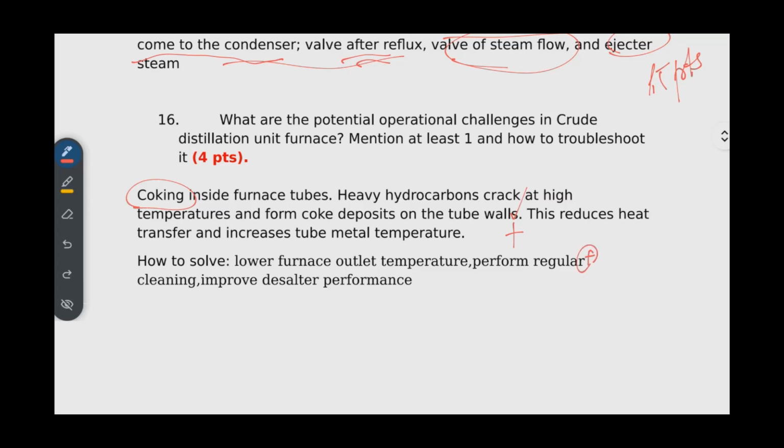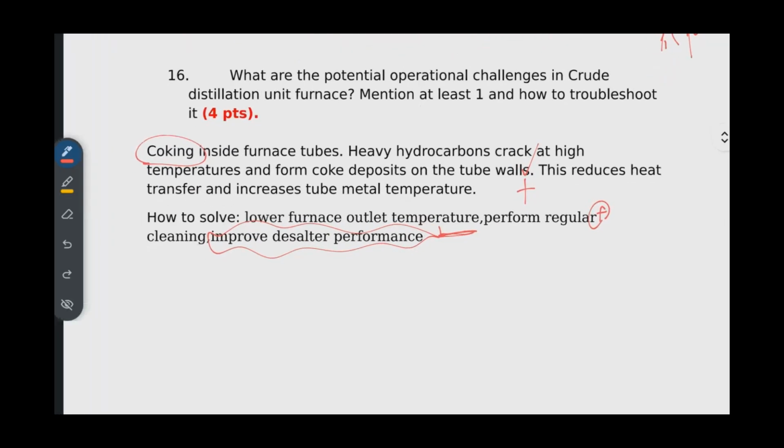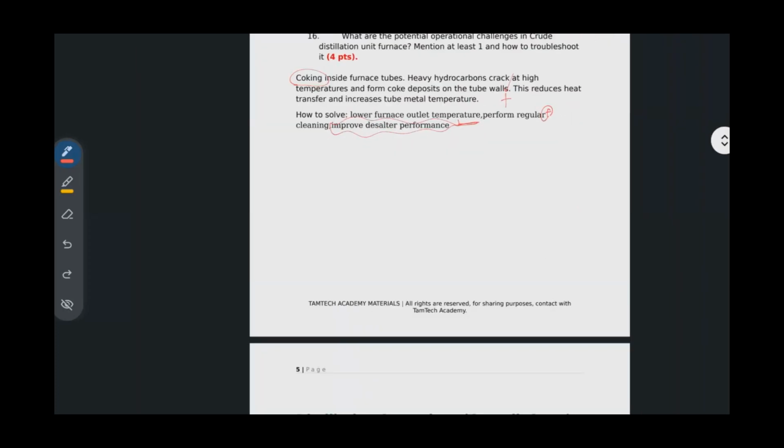That's right. Desalter performance: I'm not sure about this, because I expect to have some answers related to easier solutions. It might be correct, but I'm not sure. Before the desalter performance, mainly we see the furnace outlet temperature, but it's also rare because we have some spec to achieve, some boiling points to achieve. So that's why I would say performing regular cleaning is the more sensible answer to me right now. But also you can do the decoking operations frequently. So from this part, I think the refinery is done.